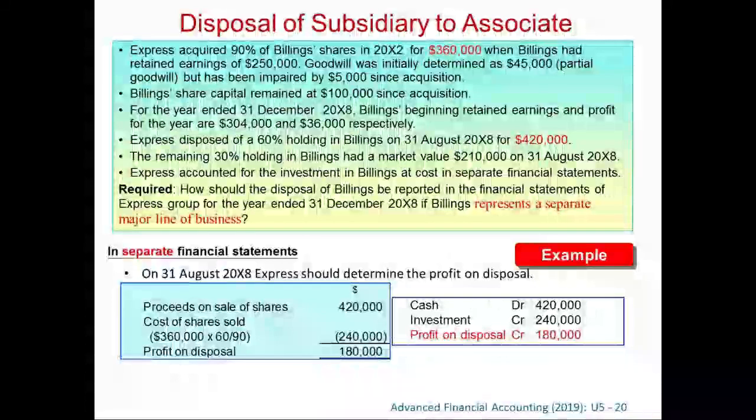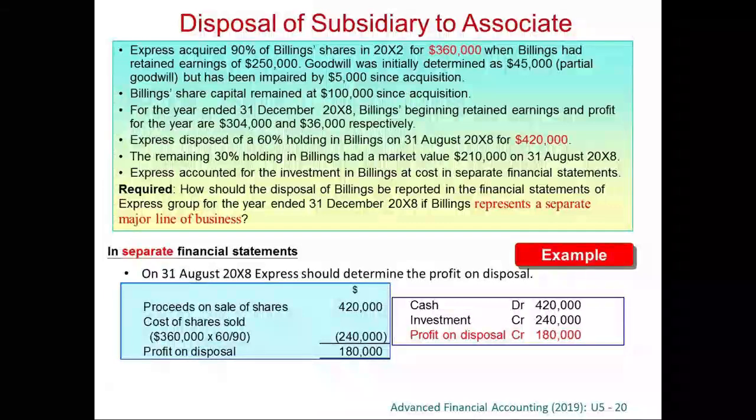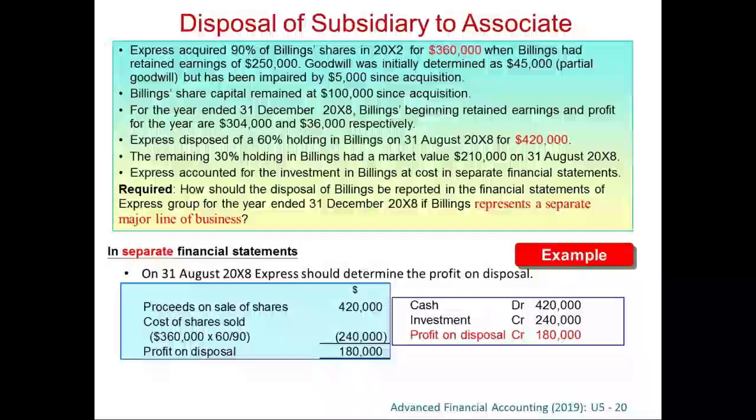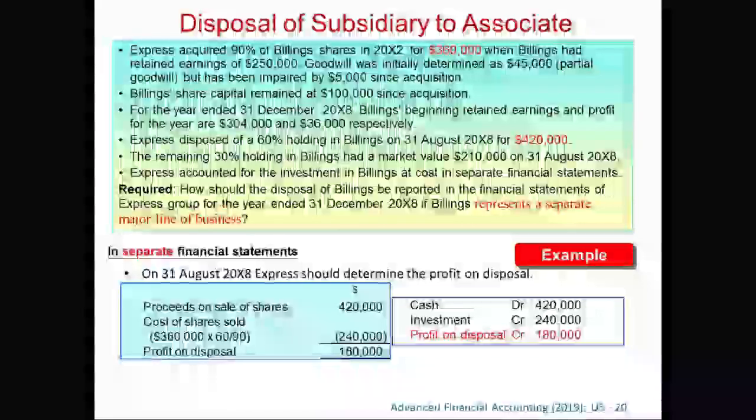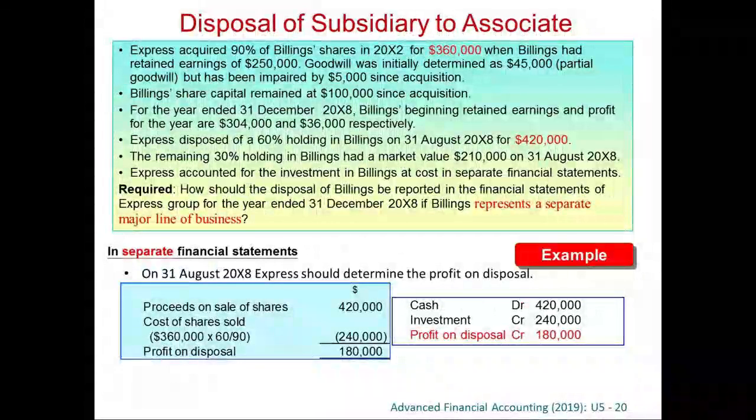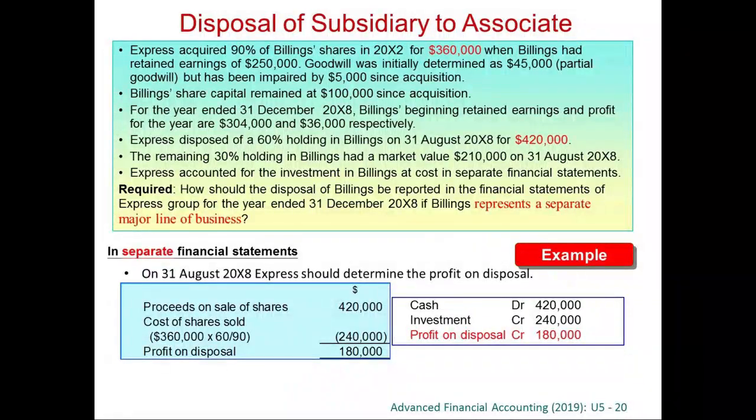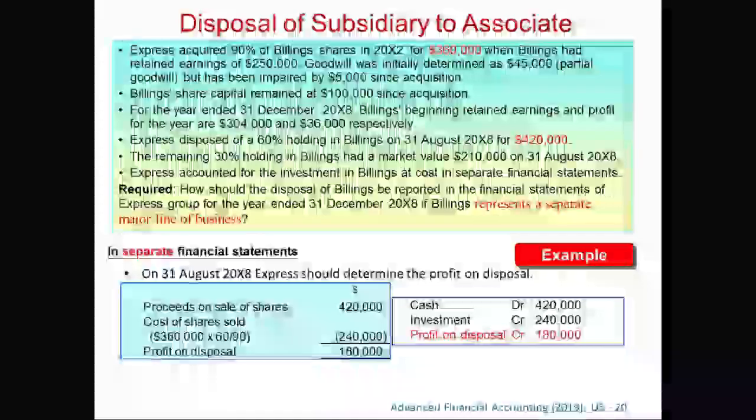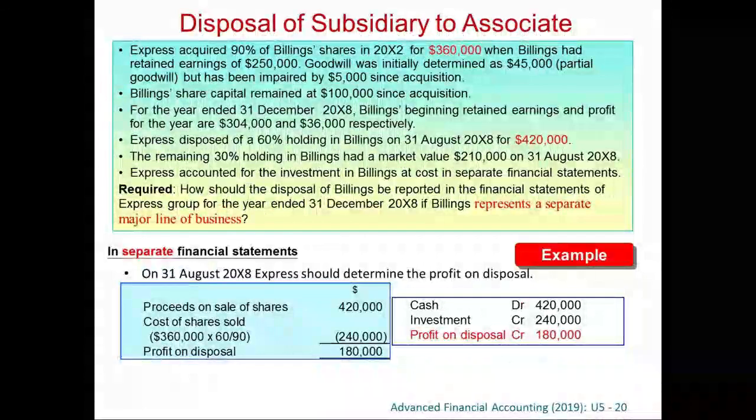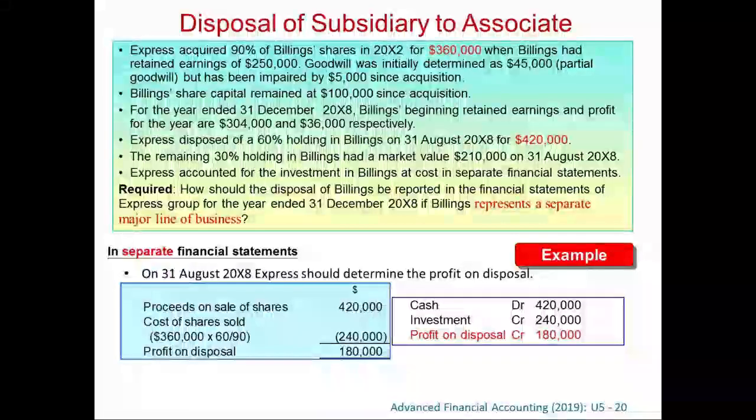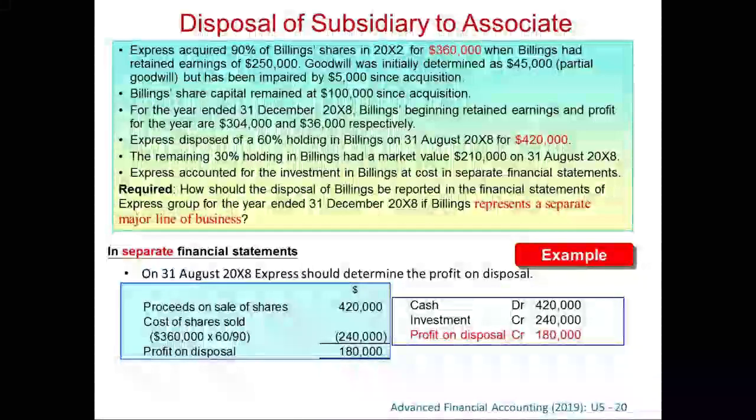So let's see what we do have here. In this case, we originally have got a 90% subsidiary. So we pay $360,000 to acquire this 90% subsidiary. So originally, this is a 90% subsidiary. And later, something happened on 31st of August. On 31st of August, you dispose 60%. So it changed from a 90% subsidiary into a 30% associate.